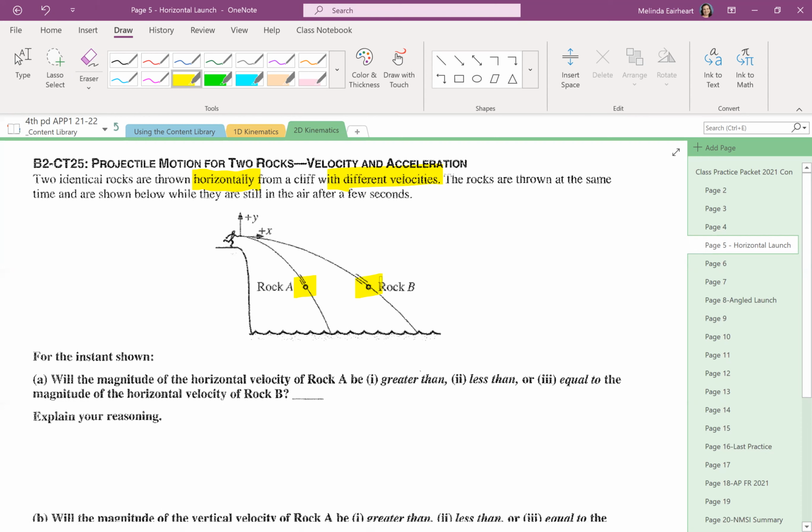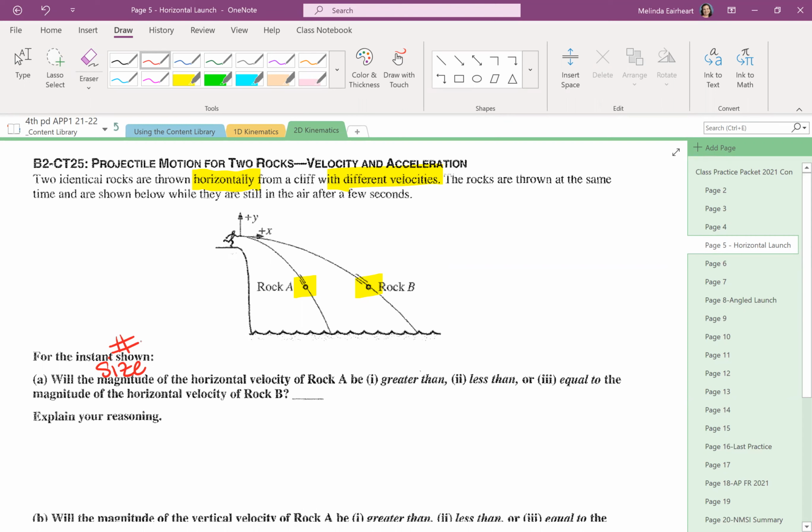For the instant shown, will the magnitude, what does magnitude mean? Size, number, right? Just amount. Who cares about direction? Will the magnitude of the horizontal velocity of rock A be greater than, less than, or equal to the magnitude of the horizontal velocity of rock B?